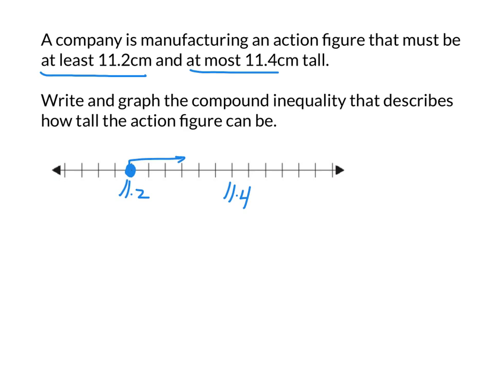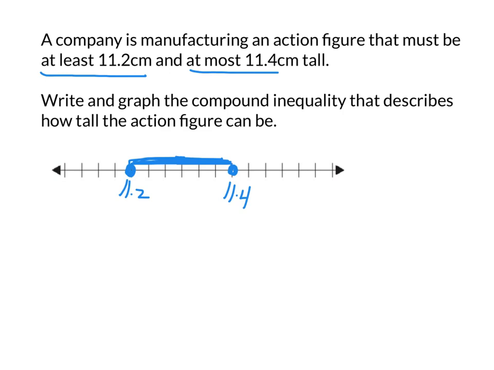On the other hand, when we have the phrase "at most," that means that's the largest, the very most that can be. So it can equal 11.4, but it can't be any bigger. That's the most it can be. So all of those heights have to be smaller than that, which means we're looking at an inequality that looks like this. Now, how do we write that inequality?